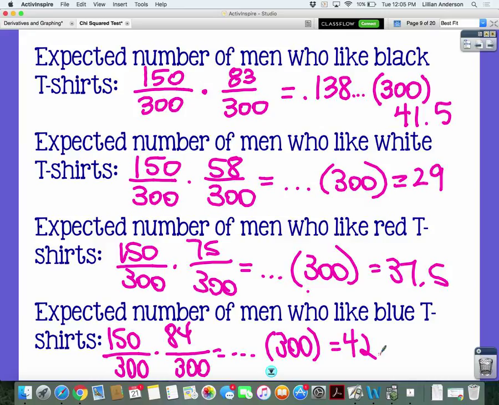Now, Vivian brought up a good point. She says, well, since there's an equal number of men and women, can't we just take the total number and divide by 2? Yes, you can. But that's only because the values are equal. You interview the same number of men and the same number of women. If they were different, then this is the process you would have to go through to figure out what the expected values were. Okay? Does everyone understand that?